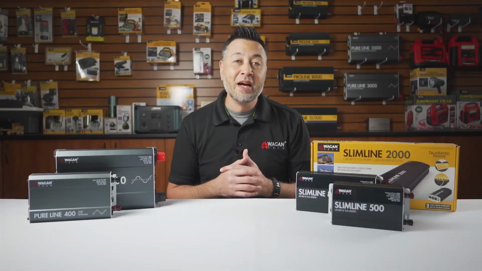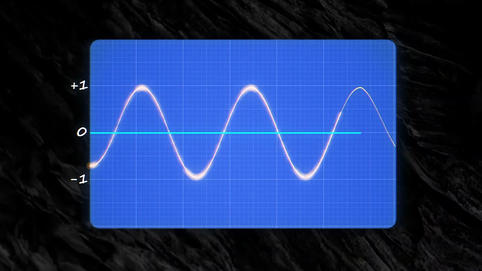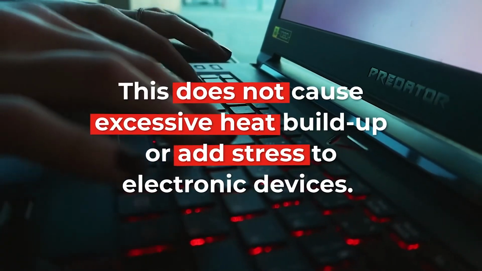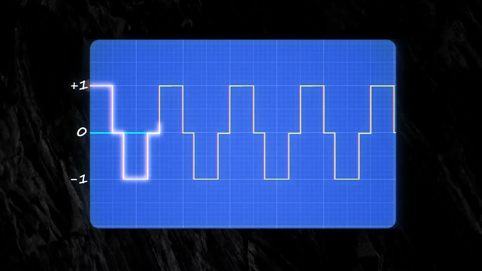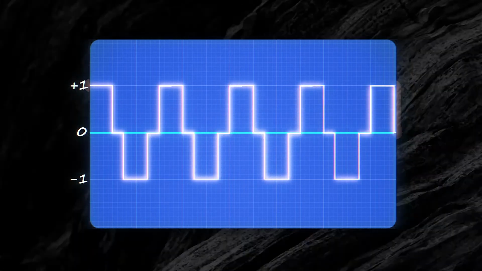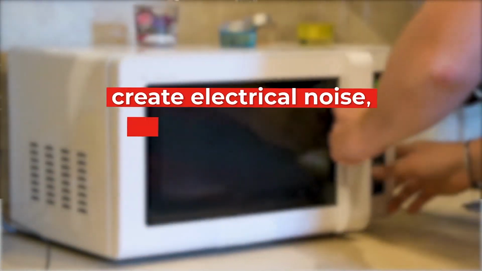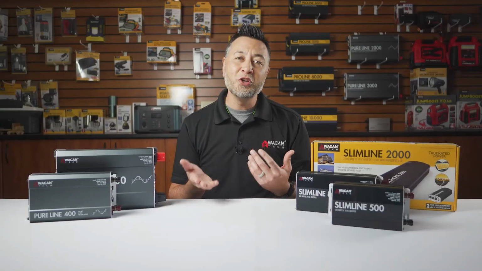Now let's get technical. A pure sine wave or PSW is the best because the voltage rises and falls smoothly and changes polarity instantly when the voltage crosses the 0-volt line. This does not cause excessive heat buildup or add stress to electronic devices, as it is a smooth and consistent change. On the other hand, modified sine wave or MSW is more like a light switch with abrupt voltage rises and falls as seen in the waveform, with long periods of rest at 0 volts. This abrupt change causes some devices to simply not work, create electrical noise, also overheat, and can cause failure in sensitive electronic devices. So what does that mean for you?